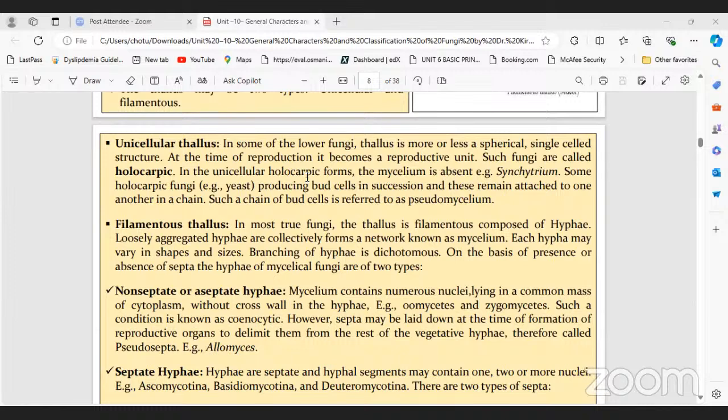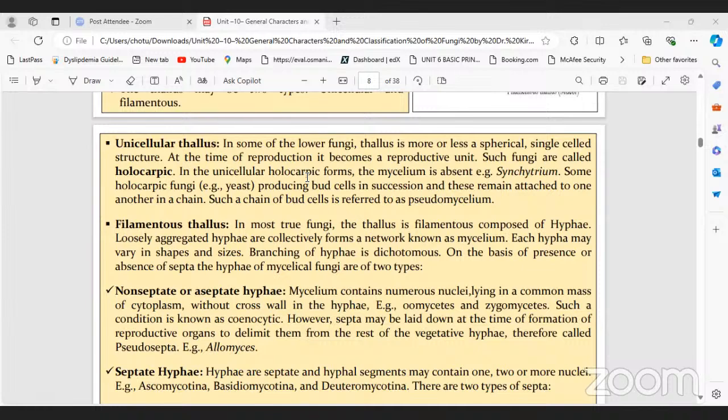The next one is the filamentous thallus. What is that? In most true fungi, the thallus structure is called filamentous, composed of hyphae, which vary in shape and size. Branching of hyphae is dichotomous.